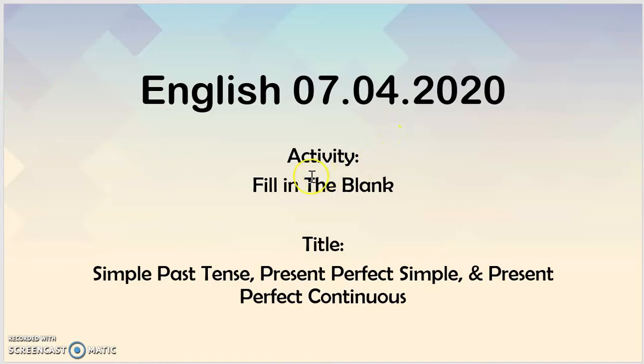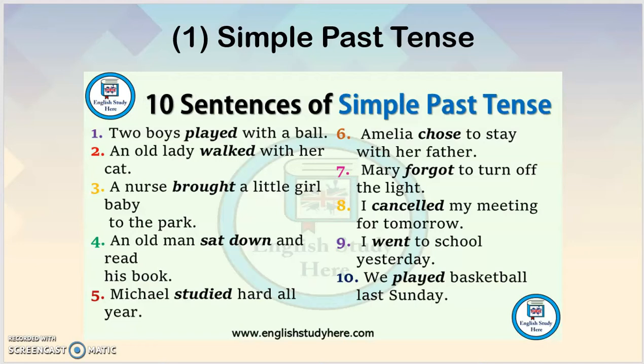So the activity for today is fill in the blank, and the title is simple past tense, present perfect simple and present perfect continuous. Alright, let's move on to the first part, simple past tense. Here are 10 sentences of simple past tense. The first one, two boys played with a ball.